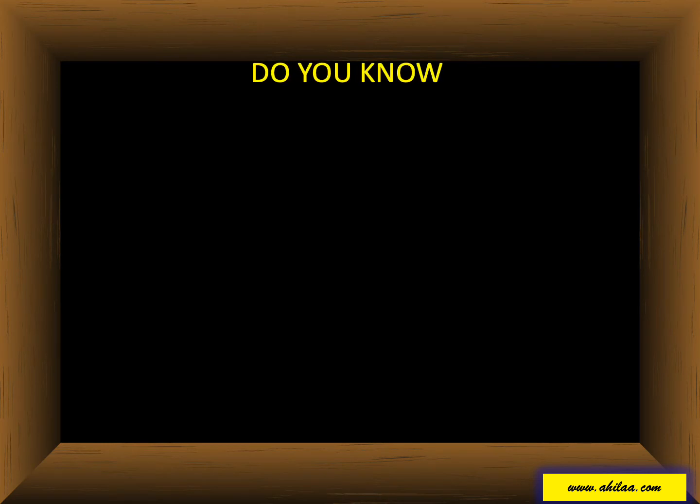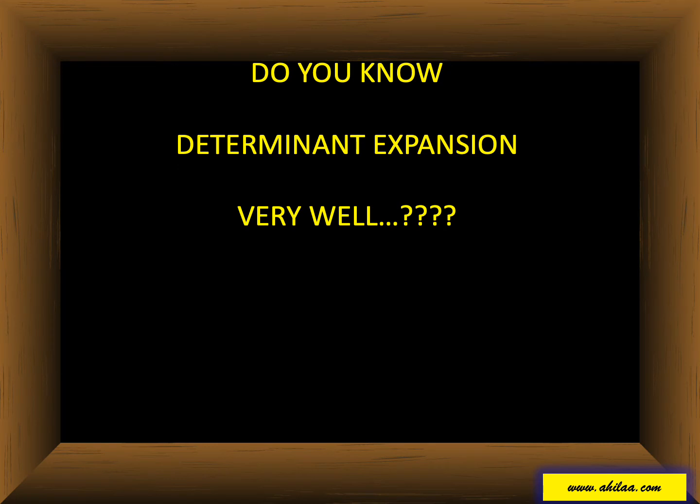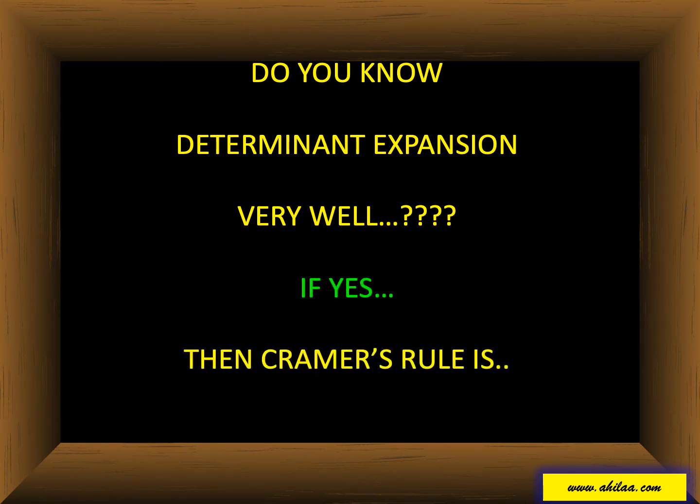Dear children, do you know determinant expansion very well? If yes, then Cramer's rule is just a jujube for you. A note: if delta equal to 0, Cramer's rule cannot be applied.